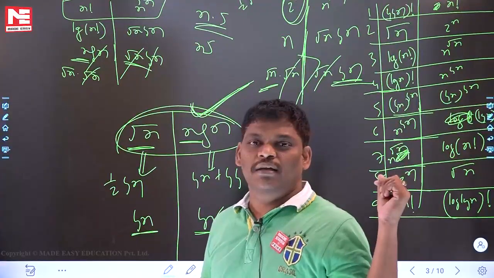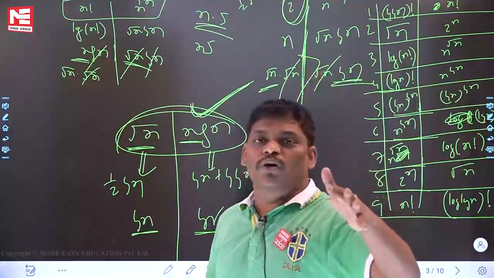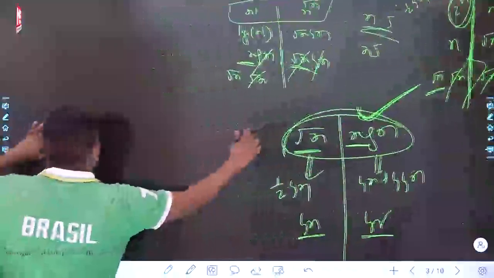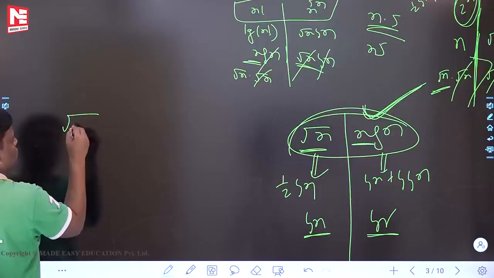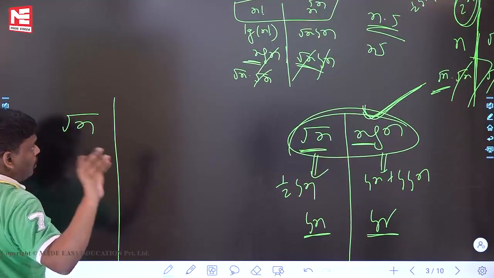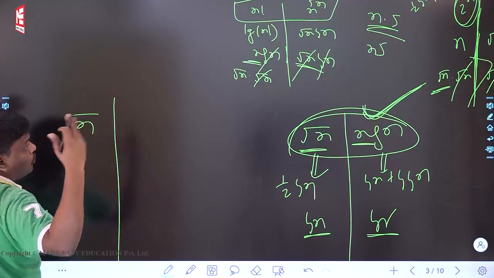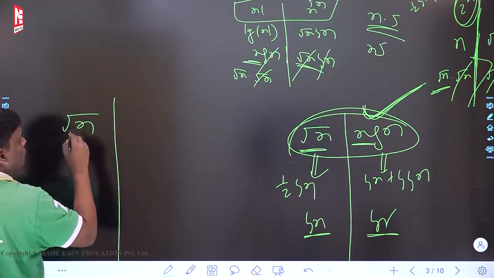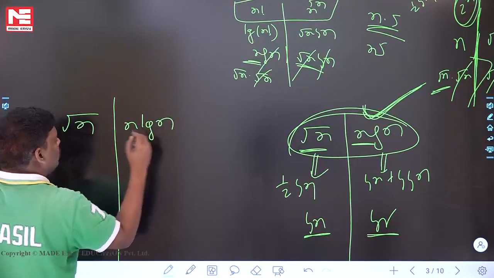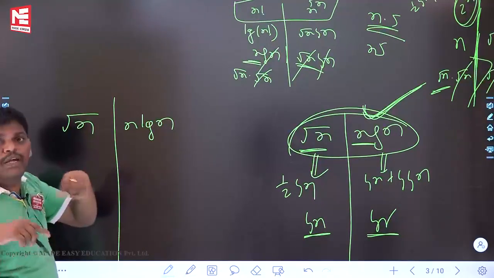Some students are asking, sir, I want to use log, how should I do it? If you want to use log, at least follow this. Through experience, I got to know. Try to avoid using log, that is the first condition. Still, if you want to use it, then the minimum thing you can do is, with root n here and n log n here, at least simplify first before applying log.